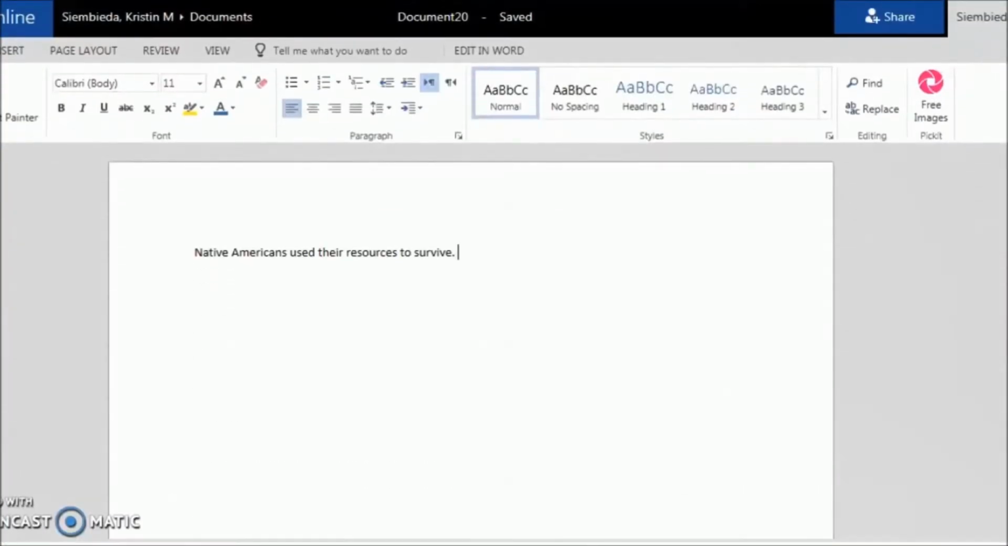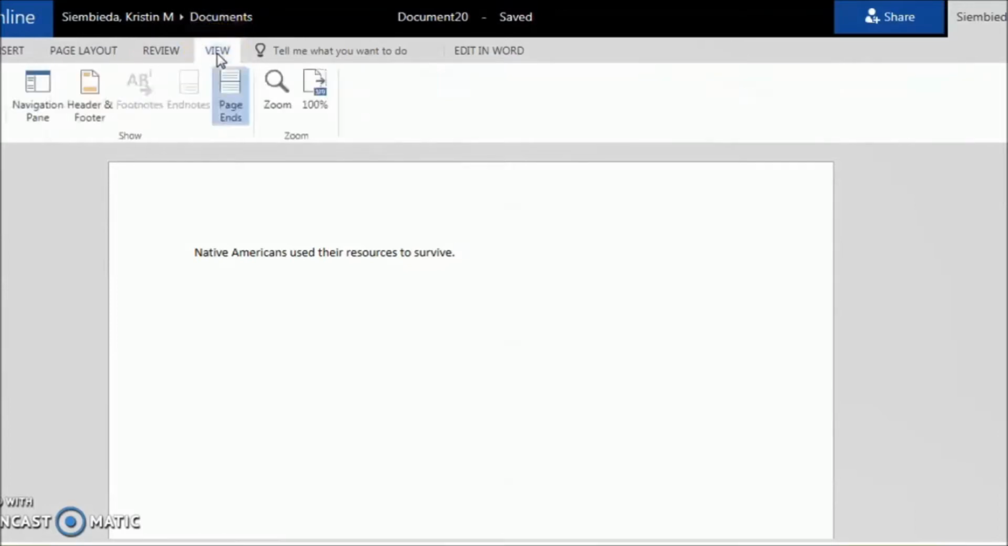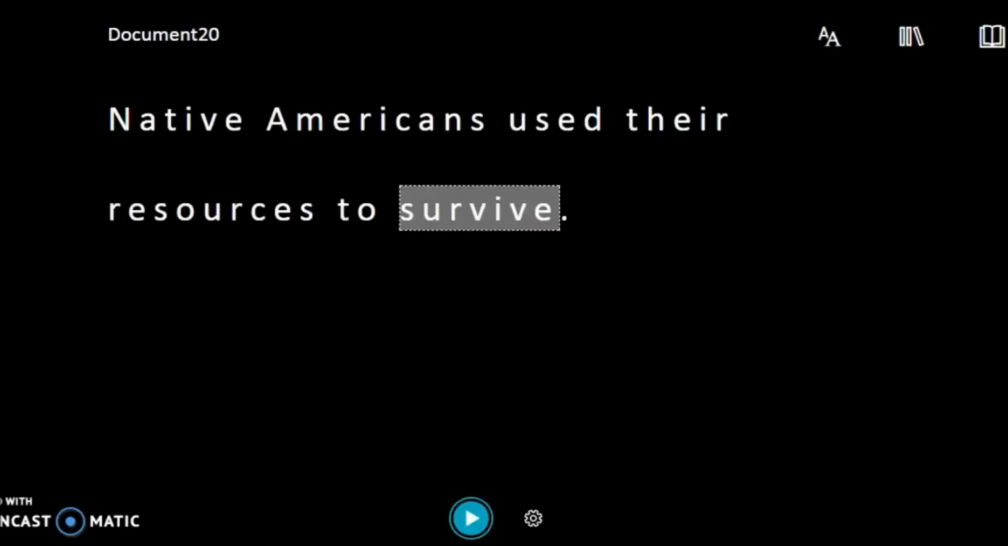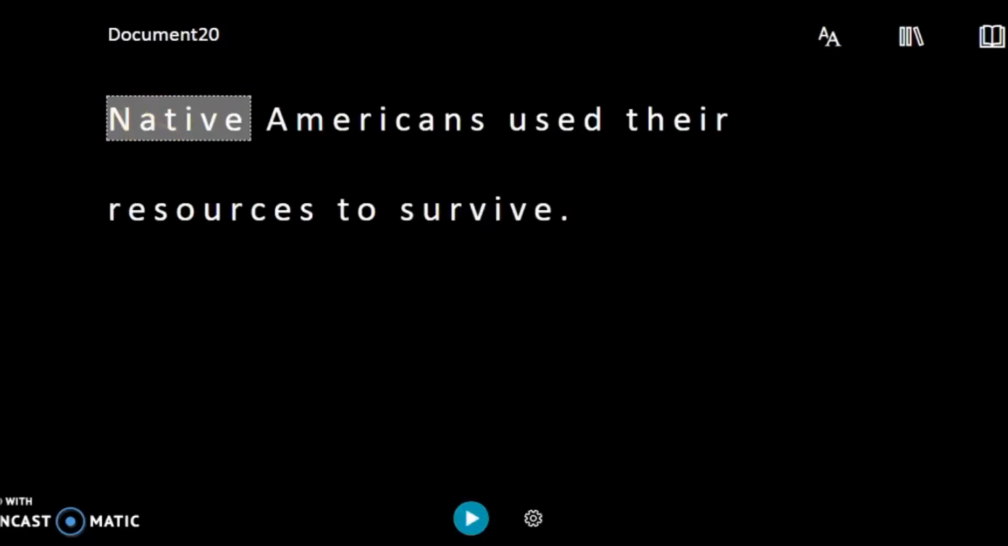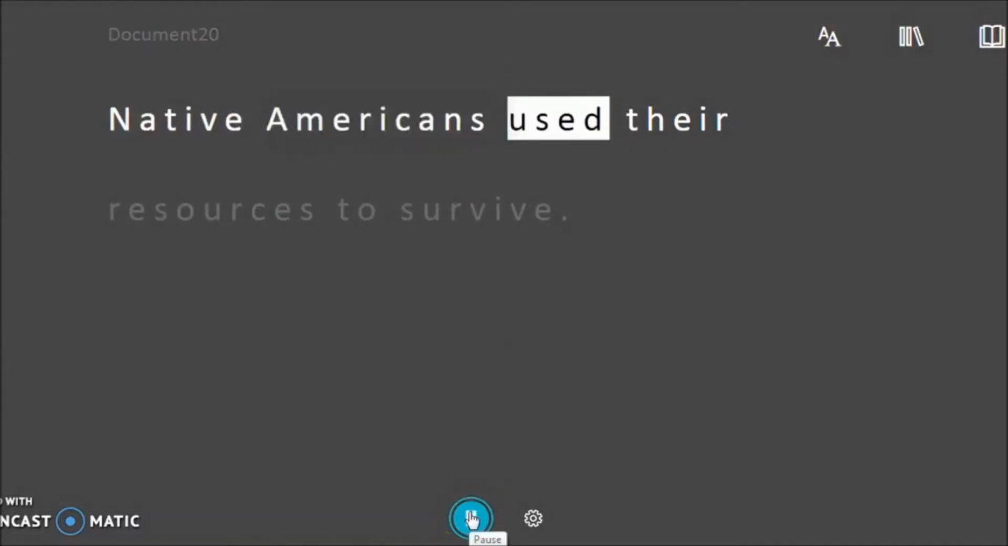When students were finished writing their draft, they used Immersive Reader to help them revise and hear mistakes in their writing, and also to practice for their oral report. So to find Immersive Reader, you go to View, Immersive Reader, and you can click on the first word you want it to read and press play.